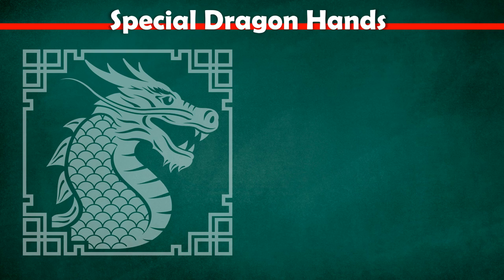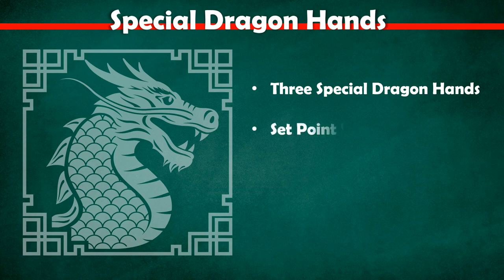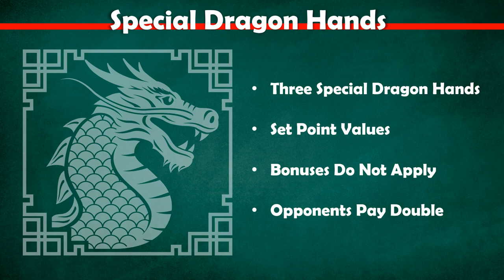No version of Mahjong would be complete without at least a few special hands. In card-free American Mah Jongg, there are 3 special dragon hands which do not follow the standard rules of making hands. These special hands have a set point value and bonuses are not applied. However, the rules for opponents paying double do apply to dragon hands.